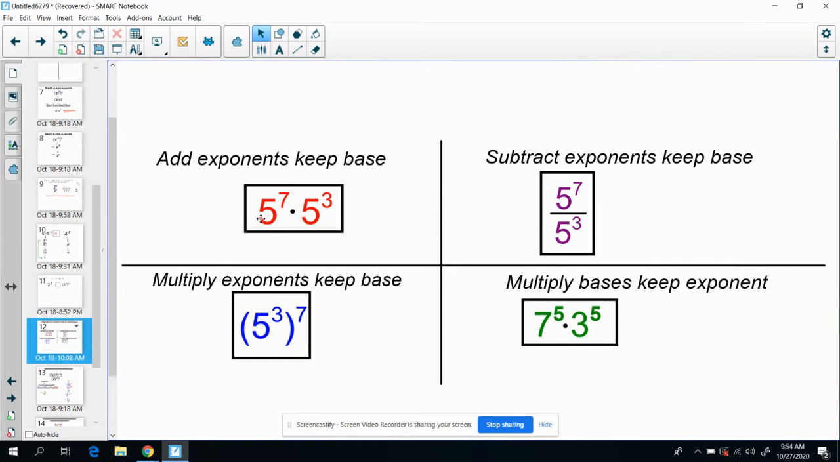So if we're multiplying with same bases here, we're going to add the exponents. If we're dividing, we're going to subtract. If you see the parentheses, you're going to multiply, right? Here you could factor out the exponent and multiply the 7 and 3. You get 21 to the 5th then.